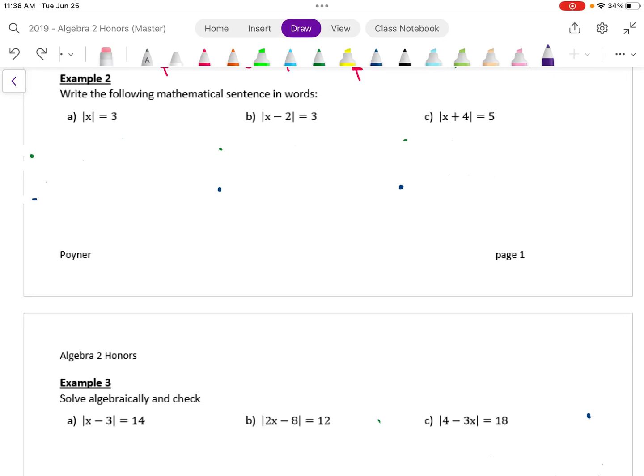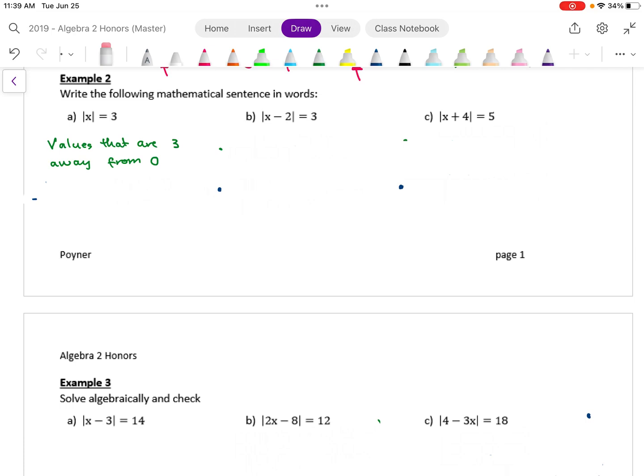Example 2 is going the other direction: how do we take a mathematical equation like this and put it into words using absolute value? If we model it directly from example 1, the way we would word this is that the values that are 3 away from 0.